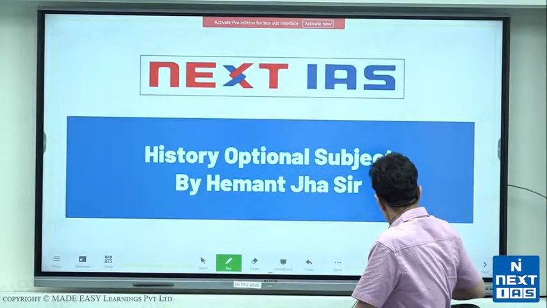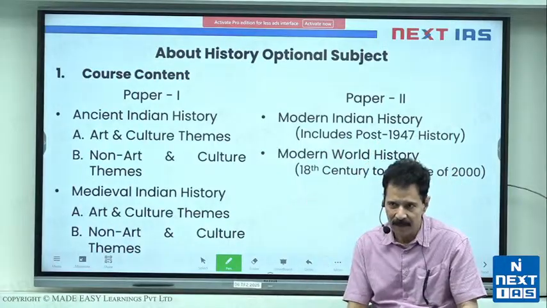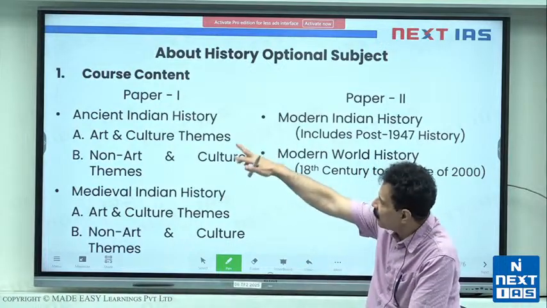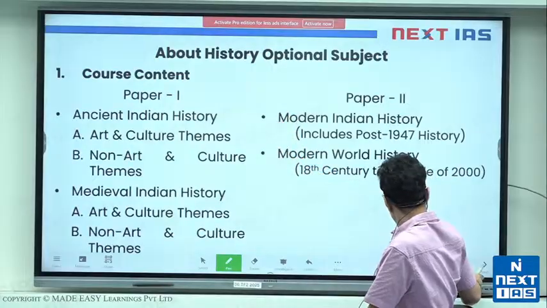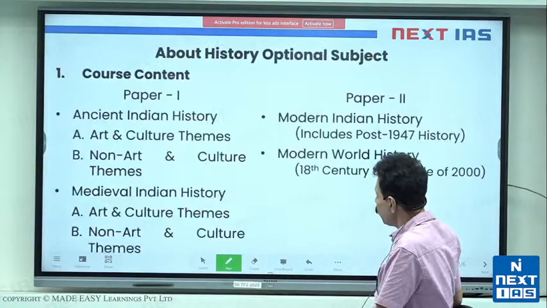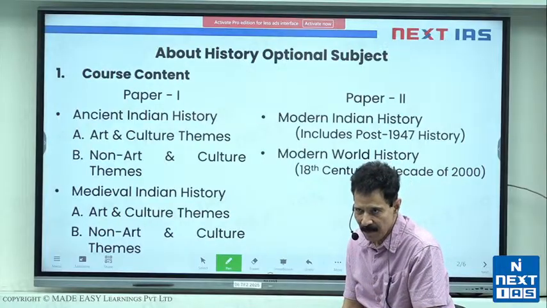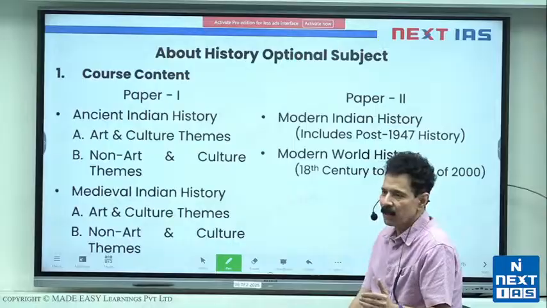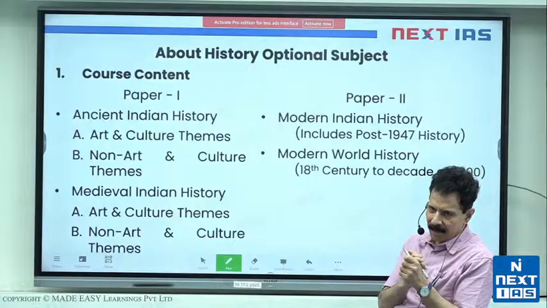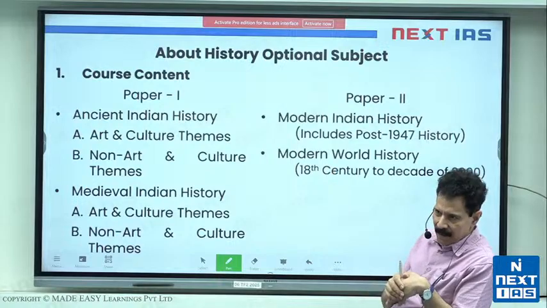First, I am going to discuss all about the history optional subject. I have presented broad points here, right? There's point number 1, that is course content, and you have more points here, like 2 to 10. All right? These are the 10 points under about history optional subject in the civil services exam. I think everyone opting for history optional subject, as you are opting, must know all these 10. Okay? Now, the first is the course content.